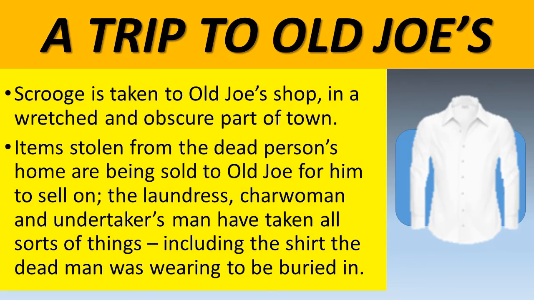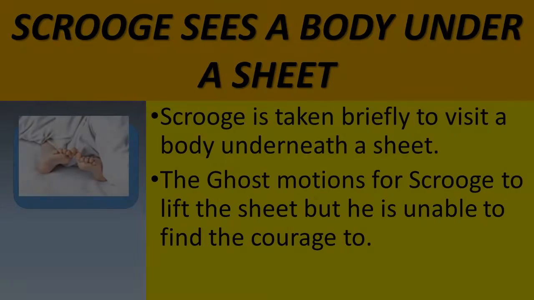Then we've got a trip to Old Joe's. So Scrooge is taken to Old Joe's shop in a wretched and obscure part of town. Items stolen from the dead person's home are being sold to Old Joe for him to sell on. The laundress, charwoman and undertaker's man have all taken all sorts of things, including the shirt the dead man was wearing to be buried in.